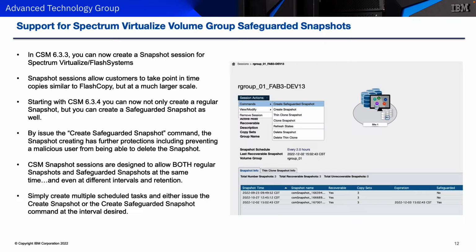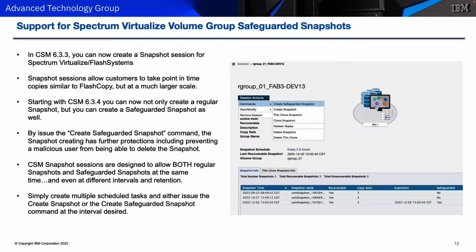You can either create a snapshot, that's what we did in 6.3.3. You can create a regular snapshot or as many snapshots, schedule a snapshot, etc. Or now with 6.3.4 and on, you can create a safeguarded snapshot. It acts just like a regular snapshot, but it's more safeguarded. It's got more protections on it. It can't be deleted directly. It has a set expiration, etc.